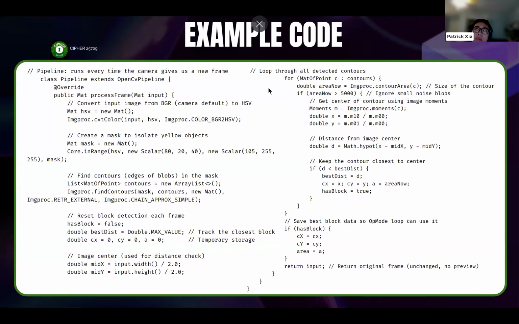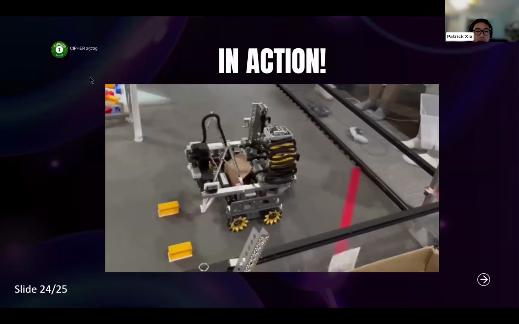And again, this is a very basic example of OpenCV. All it's doing is giving out the telemetry, and it's not really identifying anything for the robot to move specifically. But again, this is something that you should definitely base your code off of if you want to use OpenCV. And this is an example of our robot using OpenCV.